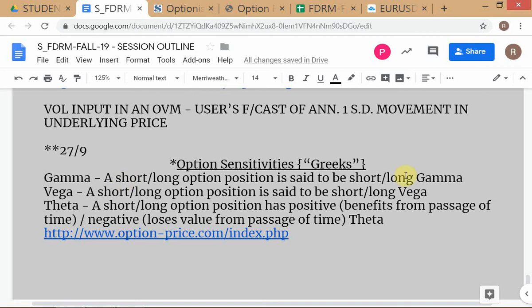A short position will have short gamma. Vega will similarly be short or long. Theta is the opposite side. So if you're long an option, you have negative theta. If you're short an option, you have positive theta. Is this clear?